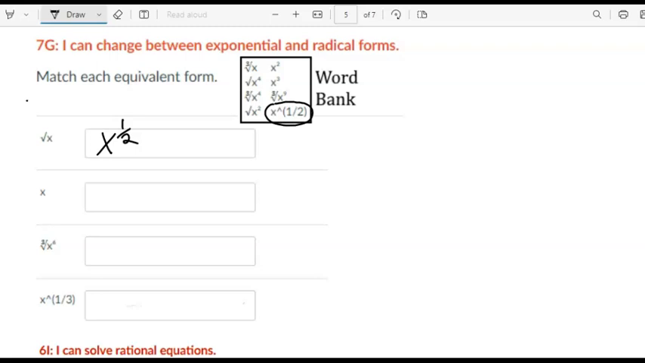The next one we have x. X would be the same thing as the square root of x squared. The third root of x to the 6th power. That's going to be x to the 6 over 3 power. That equals x to the 2nd power. And then we have x to the 1/3 power. That is the third root of x to the 1st power.